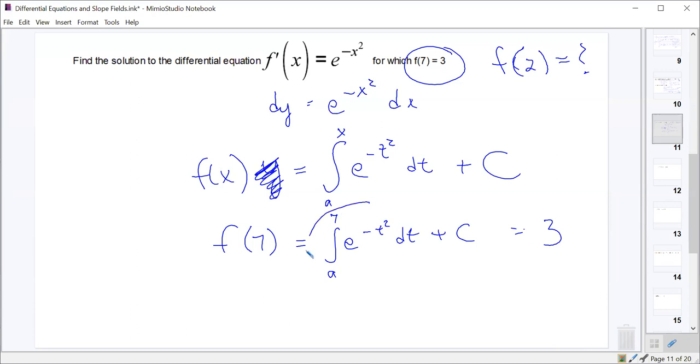How am I going to evaluate this? Sorry, just this. How am I going to evaluate this if I don't know what the integral of e to the negative t squared dt is? Seems like that's going to be impossible to evaluate, doesn't it? Yeah, but it's not. There's one way that we could evaluate that and get a number for it. In fact, a very nice, easy number to deal with.